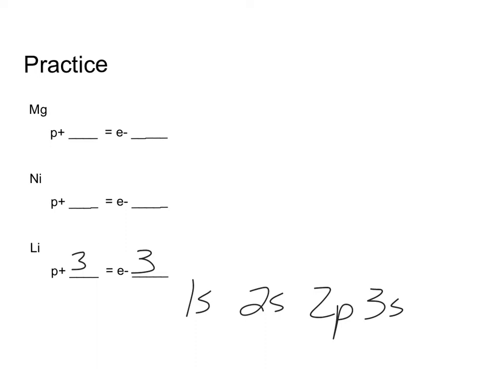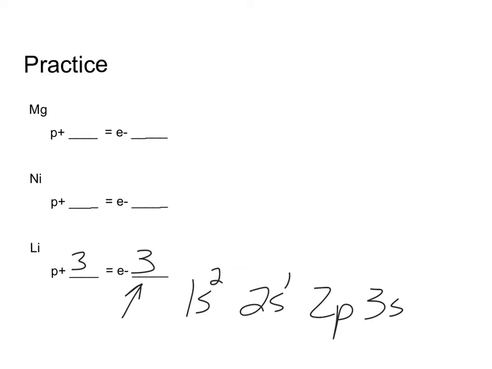And you're going to start filling. Well, I need to ensure that the total of my superscripts, the total of my exponents, adds up to 3. So 1s, well, I can fit 2 electrons there. So 2 of my 3 are done. There's 1 more.